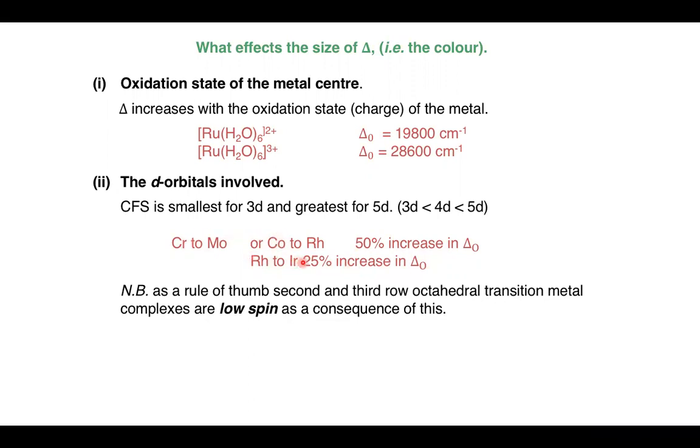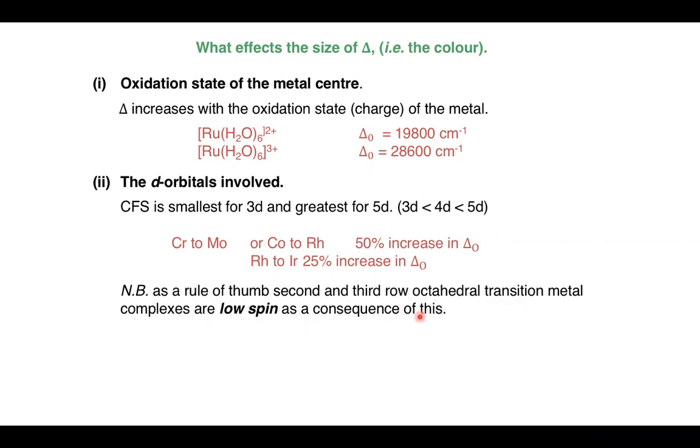Typically the biggest change in all transition metal properties is observed between the 3d and the 4d. So going from 3d to 4d has the largest change. 4d to 5d, typically not that big of a change. 4d and 5d metals in the same triad will have much more similar properties than 3d metals. So 3d is the most different, and 4d and 5d are often a little bit similar. As a rule of thumb, 2nd and 3rd row octahedral transition metal complexes are low spin as a consequence of this. So how does that work?